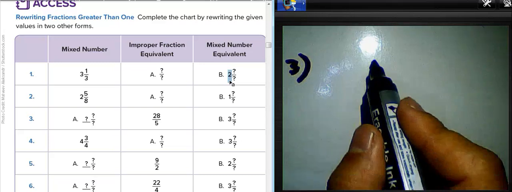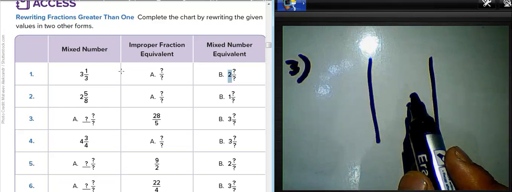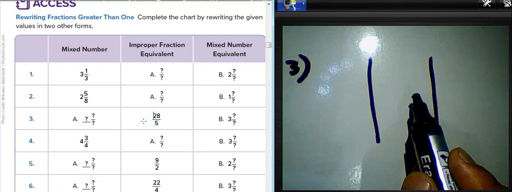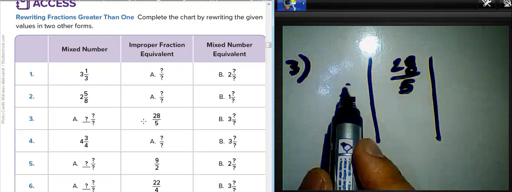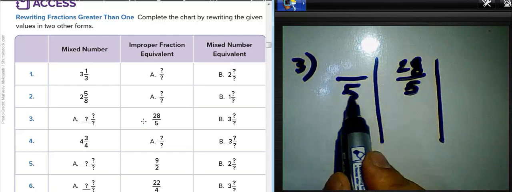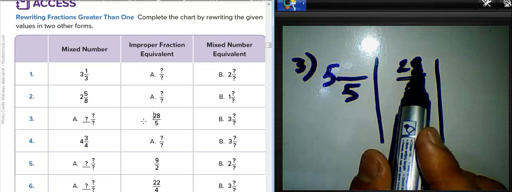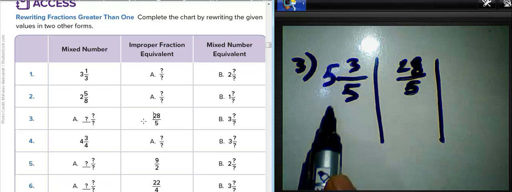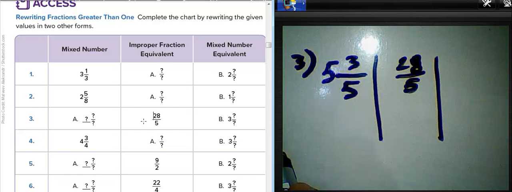He gives an example here. Solve it. Look with me at question number 3: 28 over 5. We can convert 28 over 5 to a mixed number. Write 5 here. 5 times 5 equals 25, which is nearest to 28, and the remainder will be 3. Okay, my students, 5 and 3 over 5.